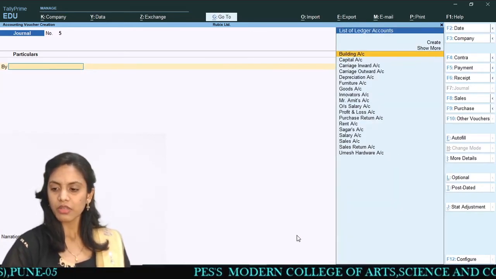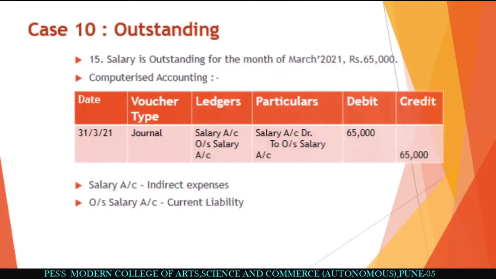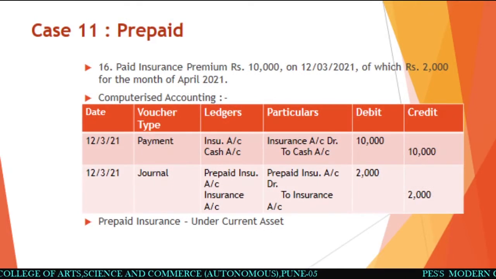Okay, so next thing we will see, which is the next entry over here. Yes, the next entry is related to the prepaid. That entry is nothing but the insurance premium, rupees 10,000, which you have paid on 12th of March 2021, of which rupees 2,000 is for the month of April 2021. It means that out of this 10,000 rupees, 2,000 is related to the next financial year, and that's why there are two transaction entries.